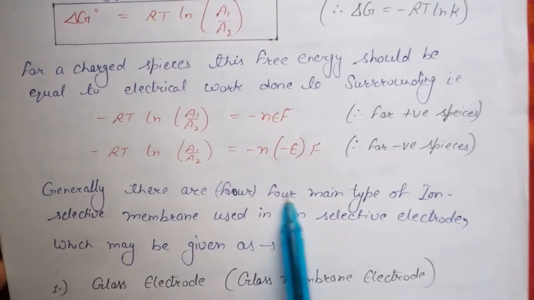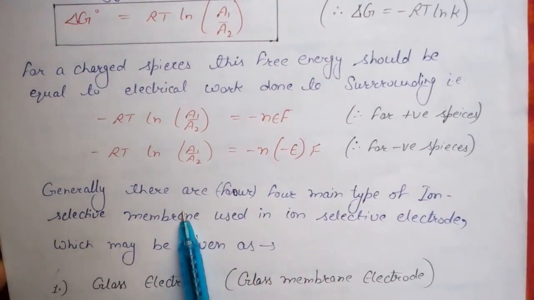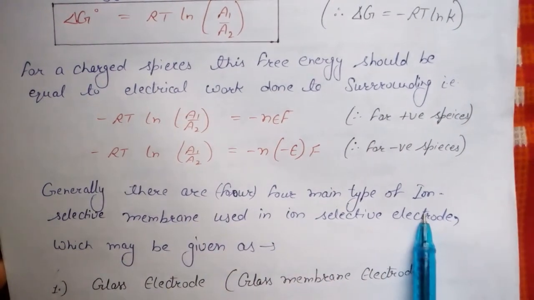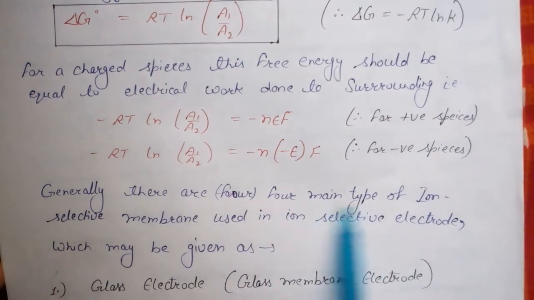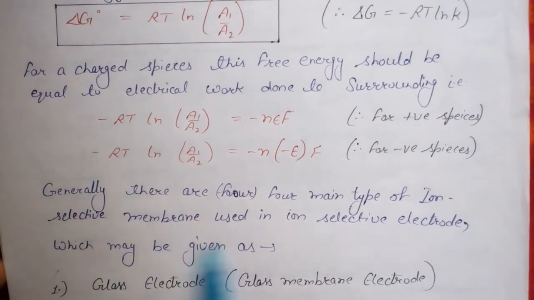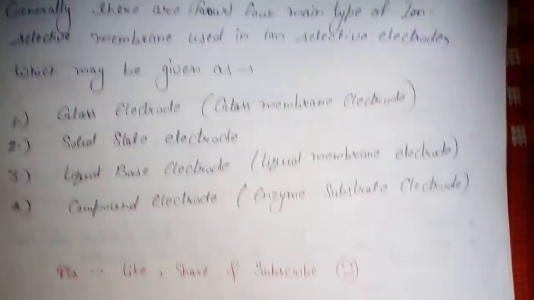Generally, there are four main types of ion selective membrane used in the ion selective electrode. So, if we have to explain the ion selective electrode, then we can say it is made up of four types of electrode, which may be given as follows. What are the four types of electrodes?